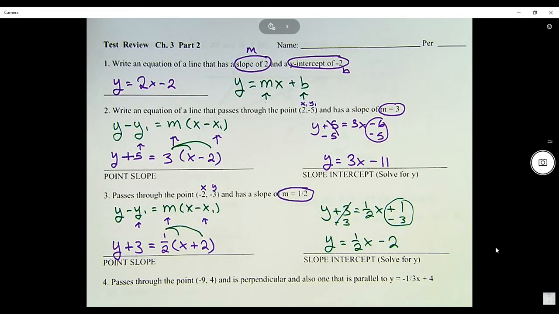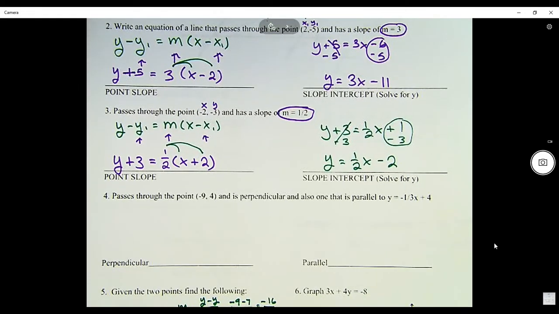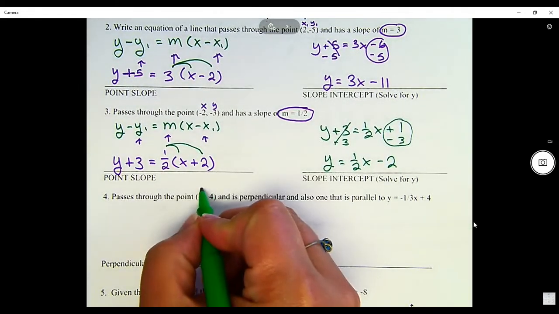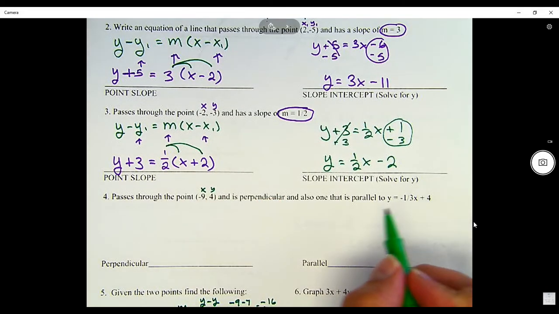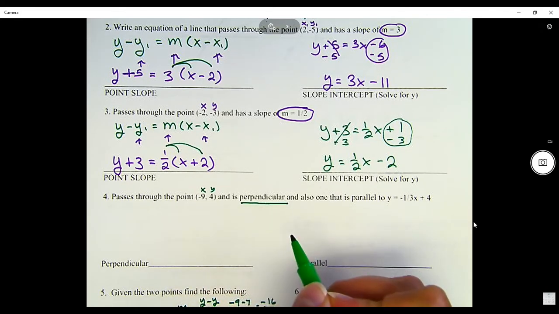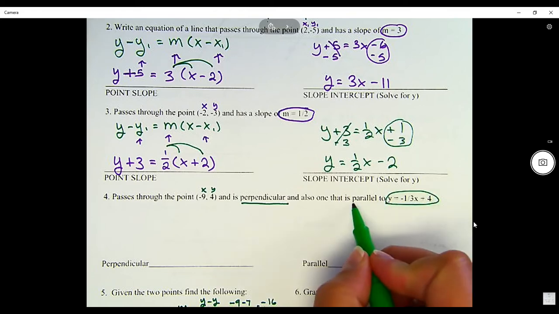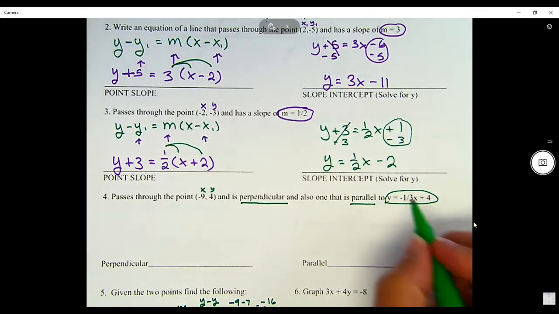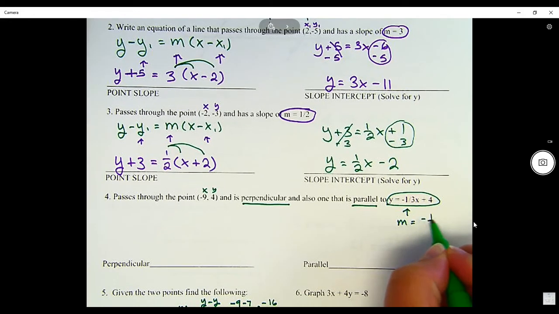All right, number 4, I don't want to do the whole problem, but you would do point slope form, and they gave you an x value and they gave you a y value. What I do want to talk about is the slope. So we need a line that is perpendicular to this line and a line that is also parallel to this line. So our original slope right here, m, is -1/3.